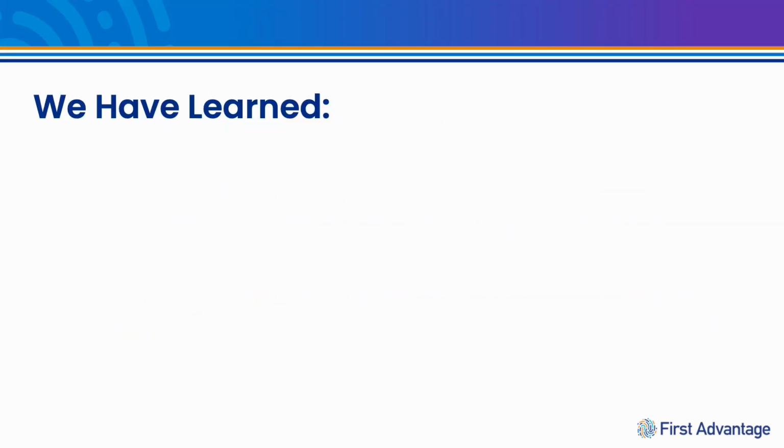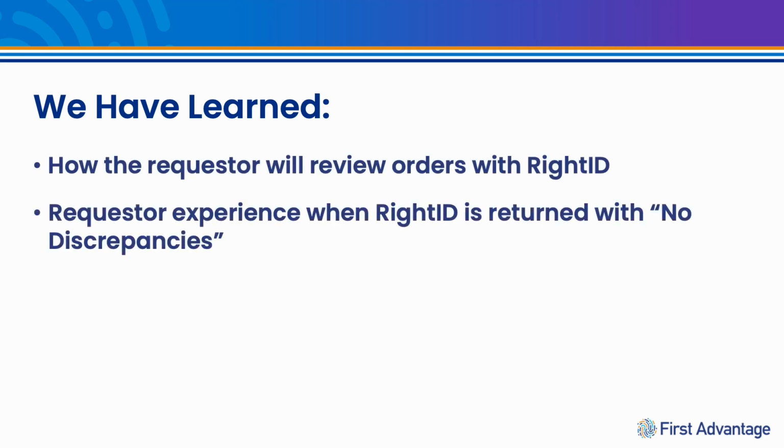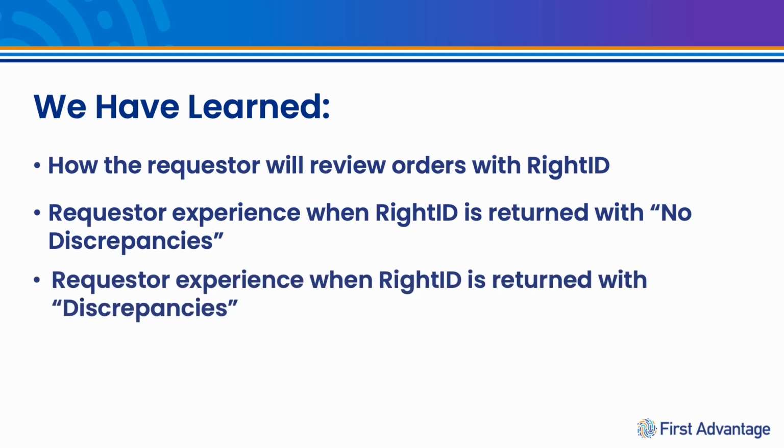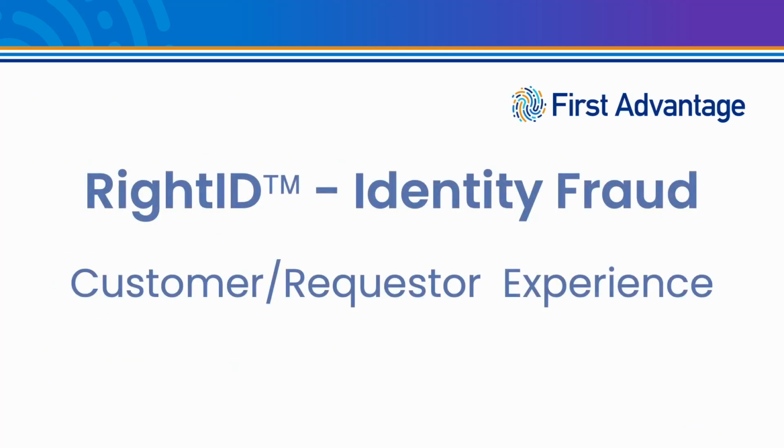We have just learned how the requester will review the orders with RightID. We reviewed the requester experience when RightID is returned with no discrepancies. We reviewed the requester experience when RightID is returned with discrepancies. And the requester responsibility for managing records when a discrepancy is found. You have just completed the training for the RightID Identity Fraud Customer Requester Experience.